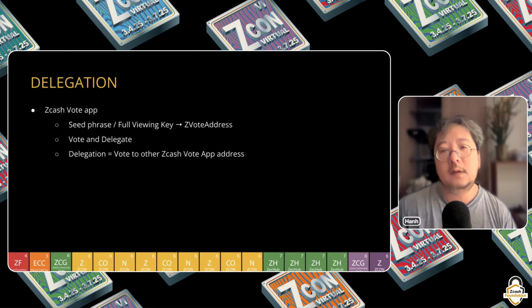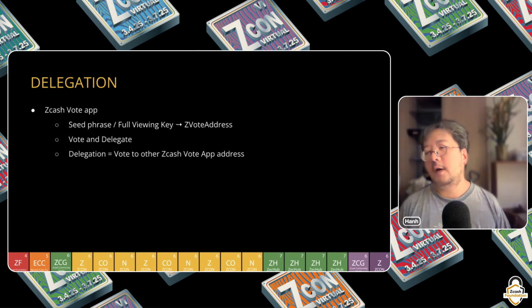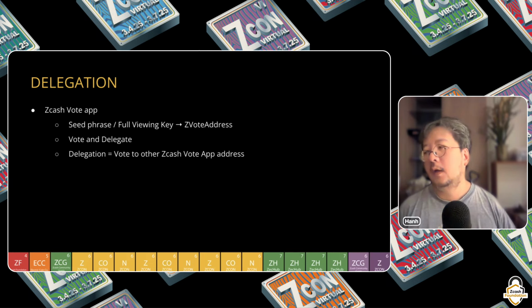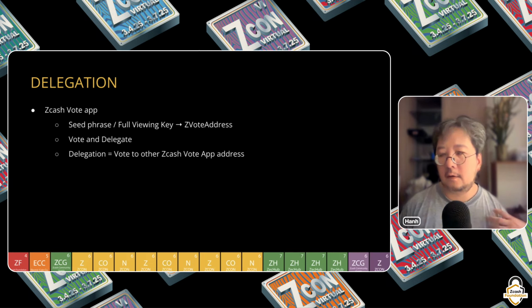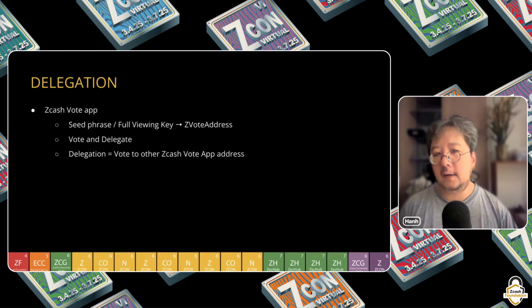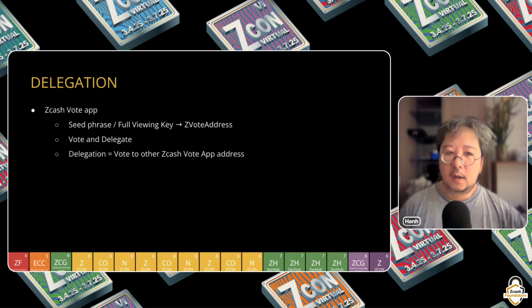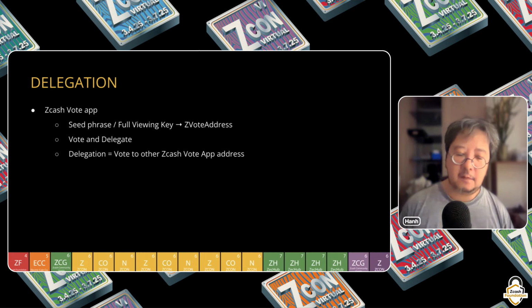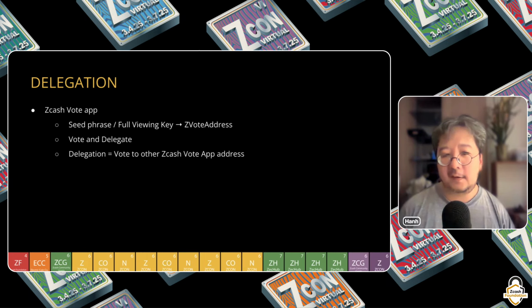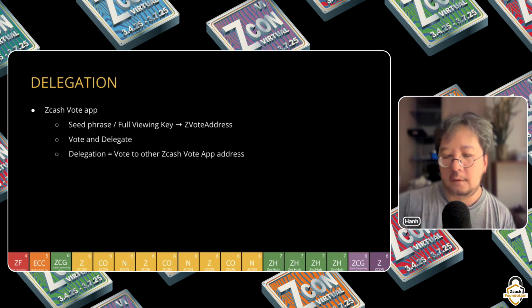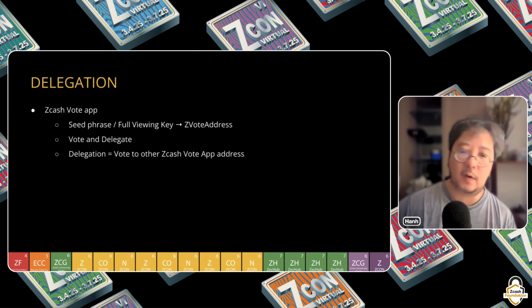Okay, the delegation is that every wallet would have its own vote address, and to delegate, you send your votes to another vote address. So instead of choosing one of the candidates among the different choices, you can also send to an explicit address, and that means that person then receives your voting power. And it's one-to-one, there's no fee.